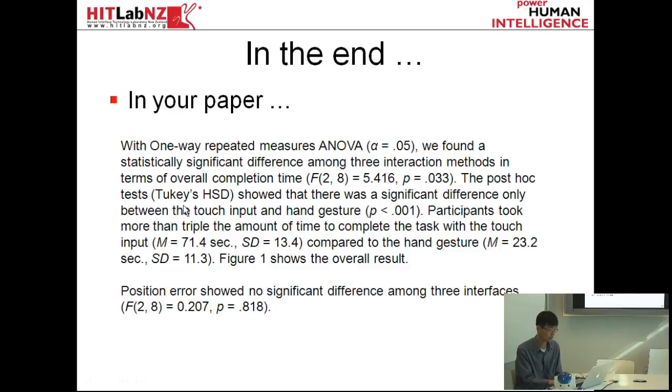So for each of the dependent variables, you can have a paragraph. For example, you have the paragraph about test completion time, and then the next paragraph would be talking about position error that you've measured. And in this case, let's say you haven't found any significant difference, then you can simply report that in terms of position error, there was no significant difference between the three interfaces, and that's your conclusion.